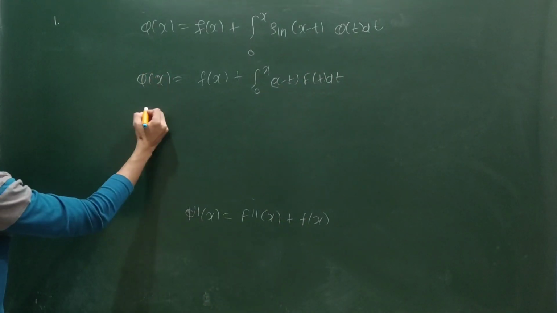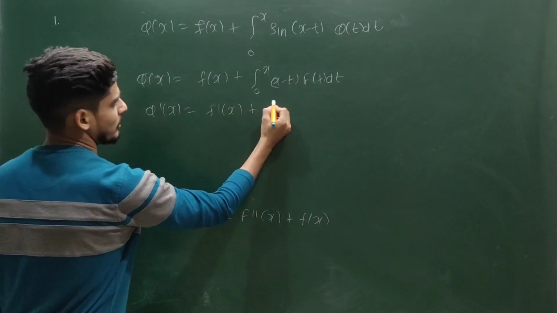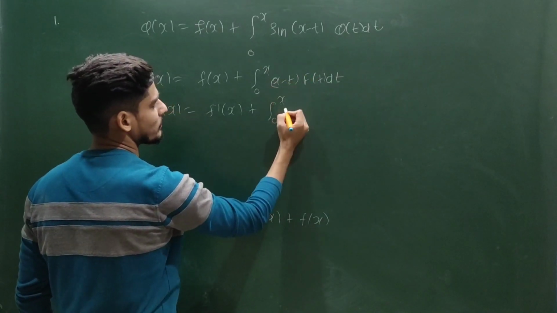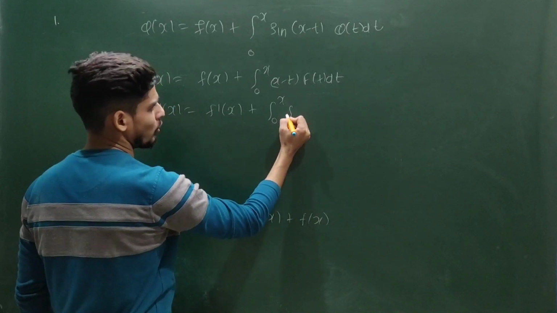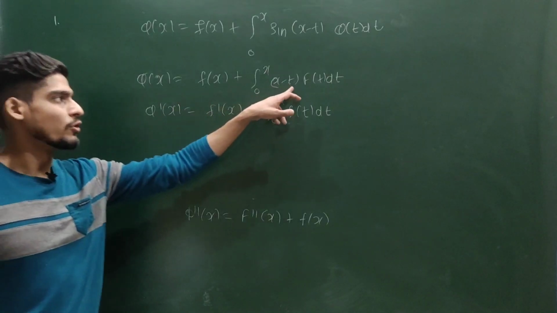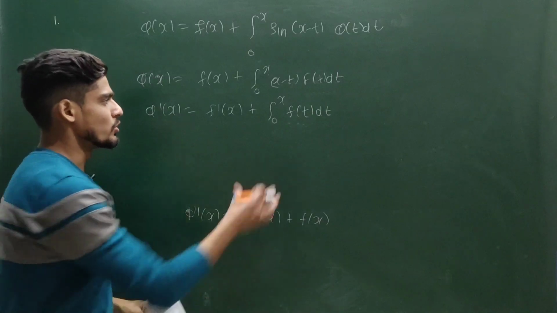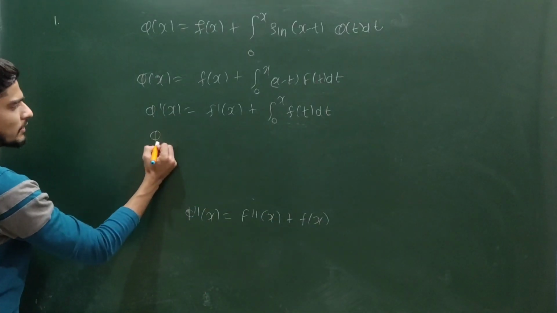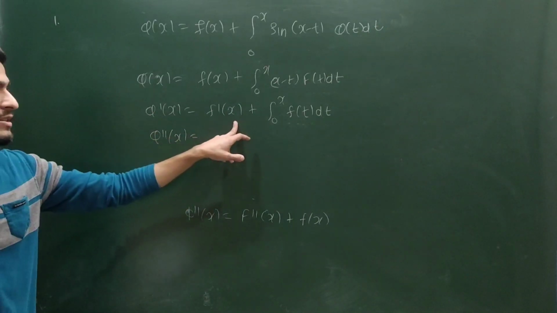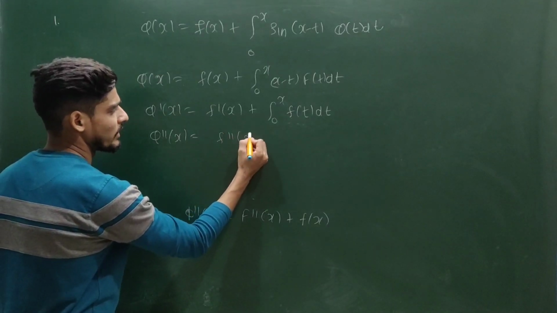Now if you differentiate, phi dash at x will be f dash x plus integral 0 to x, if you differentiate with respect to x, then you will have only f of t dt. And at last, in the next step, if you put x in place of t, then you are going to get 0. So you will be having only this. Now you can write your initial conditions also. Phi dash at 0 will be f dash at 0, because this part will be 0 at point 0. So phi double dash will be f double dash x.